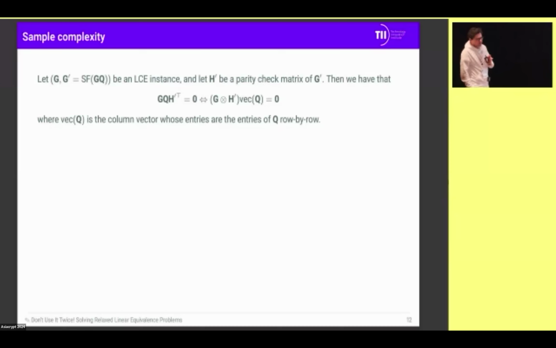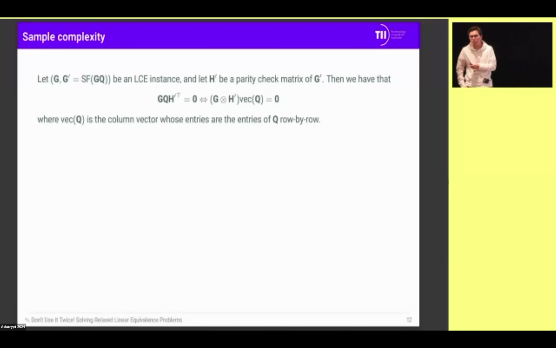Okay, the main ingredient for the algorithm, for the result that we have, is that we can represent this problem like this: G' equals the systematic form of G times Q as a tensor product. So you have the code generated by G times Q, the secret, and times the parity check. The parity check just demands that when you multiply, it should give you this equality equals 0, and then some property with the tensor product.